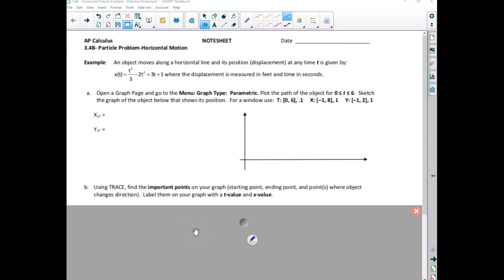Okay, so we're going to do a horizontal motion problem today, 3.4b. It's quite a bit different than vertical motion because it's really hard to graph the horizontal motion as much. But what this does is the horizontal motion allows us to explore and understand the uniqueness of position, velocity, and acceleration, and how they come together.